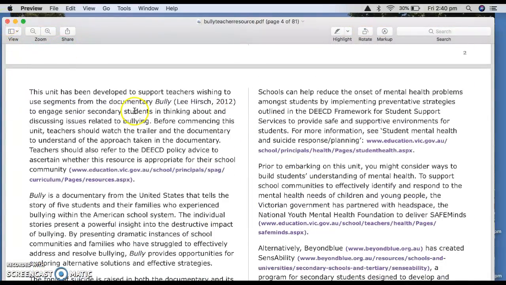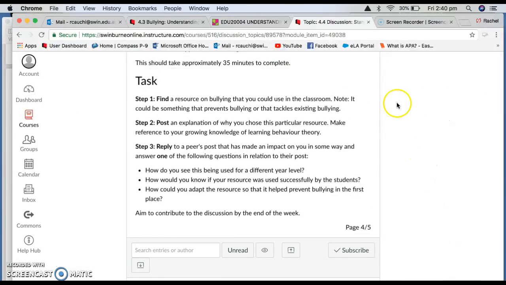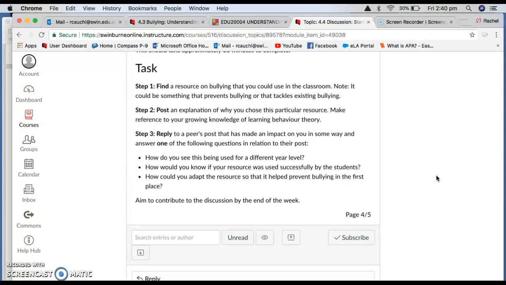So that was my example. I'd love to see some examples of bullying resources that you can share with me here, and we'll start thinking about assessment 2. Thanks everyone.